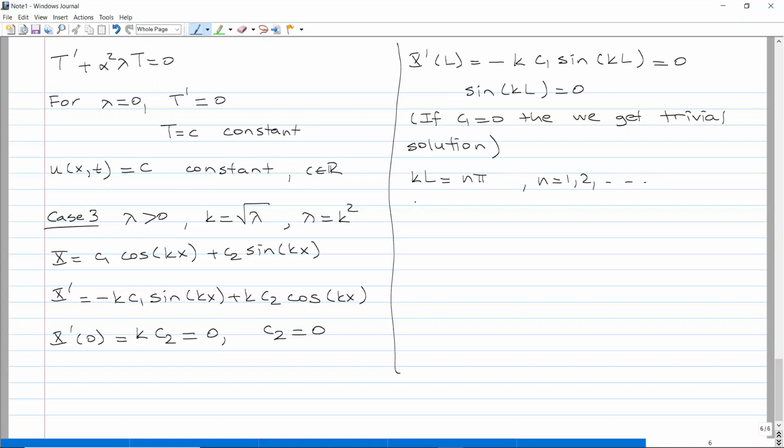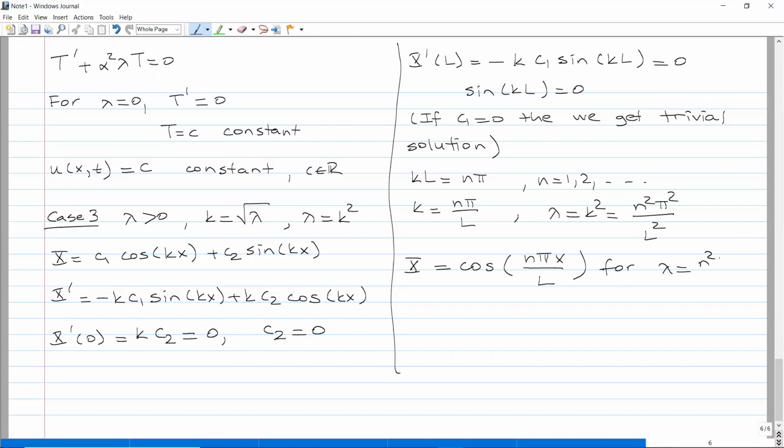Okay, so the number k is n pi over L, and lambda is k squared. It is n squared pi squared over L squared. All right, so the solution x we get is, we take C1 to be 1, just get one solution, cosine of n pi x over L, for lambda equals n squared pi squared over L squared.